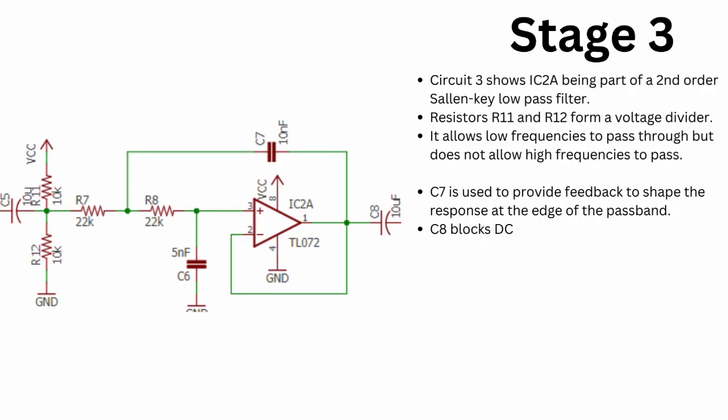Circuit 3 shows IC2A being part of a second-order Sallen-Key low-pass filter. Resistors R11 and R12 form a voltage divider to let half the voltage into the IC. It allows low frequencies to pass through, but does not allow high frequencies to pass through. C7 is used to provide feedback to shape the response at the edge of the pass band. C8 blocks DC voltage.